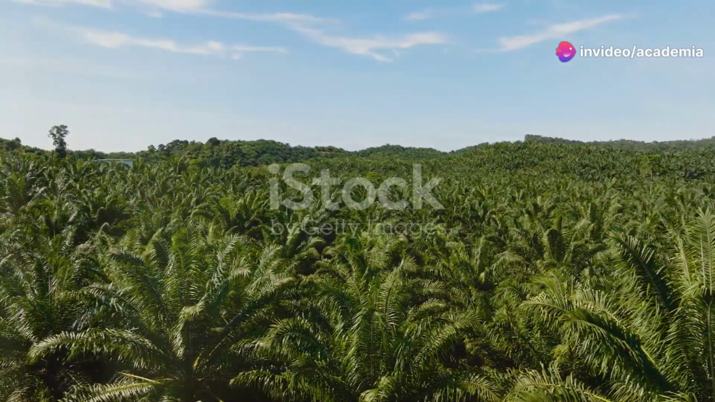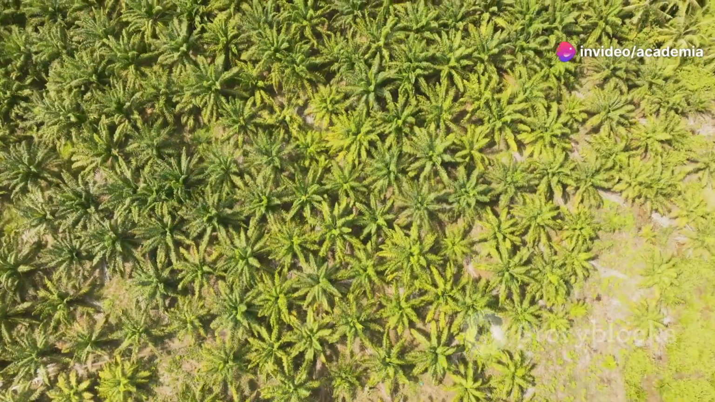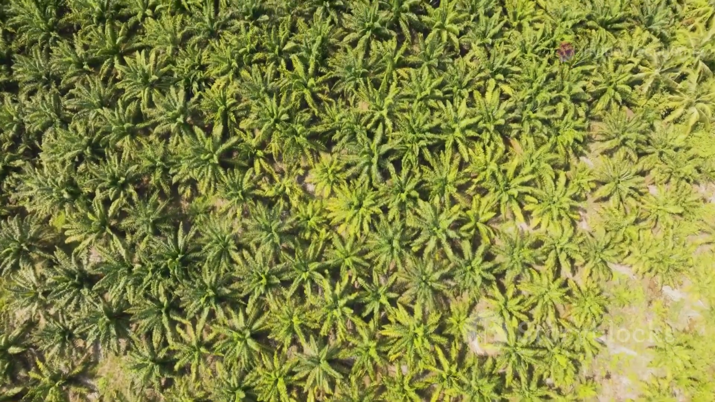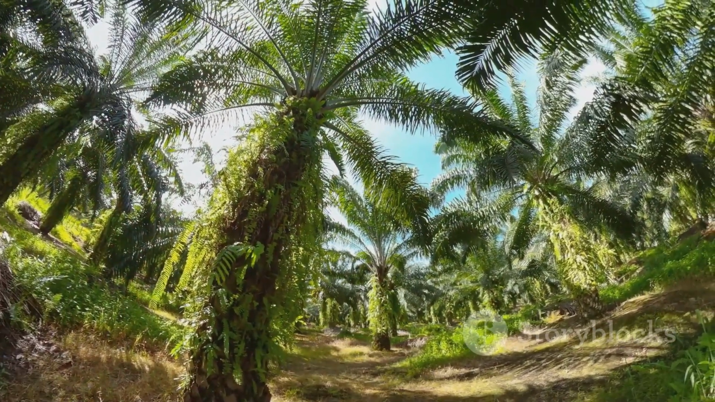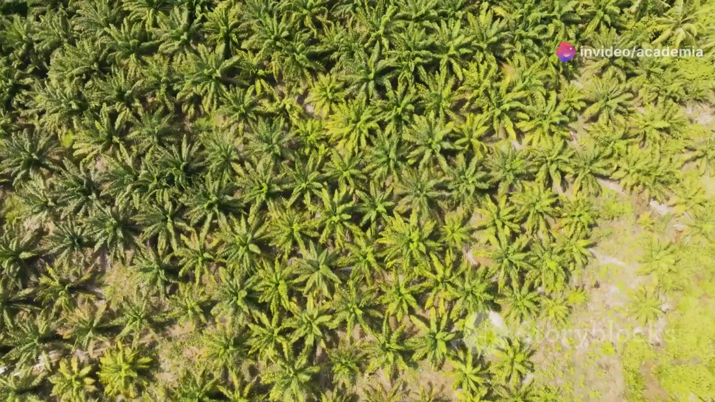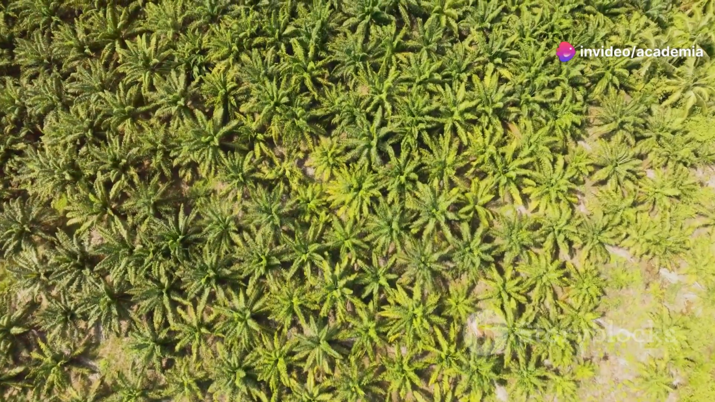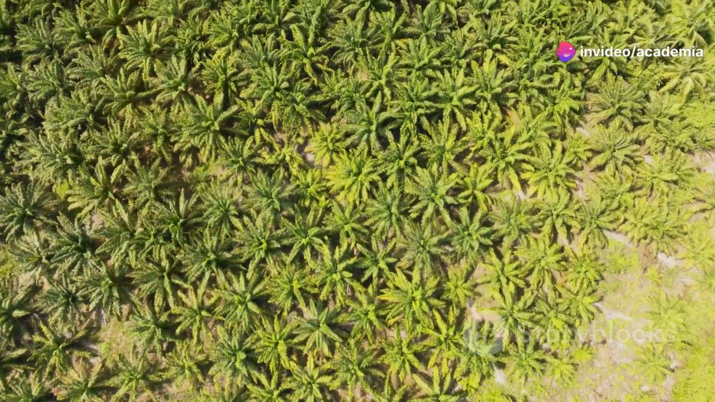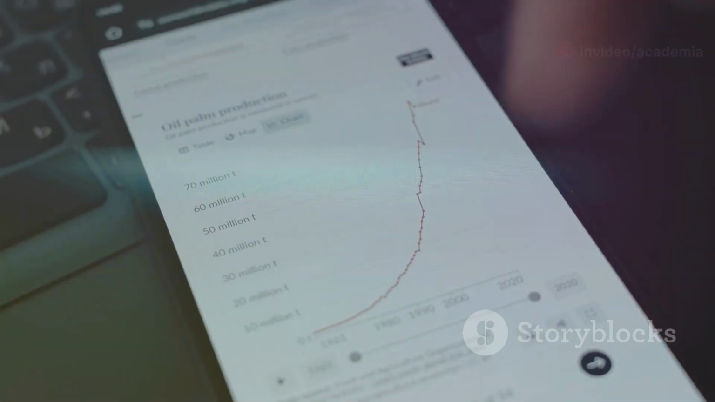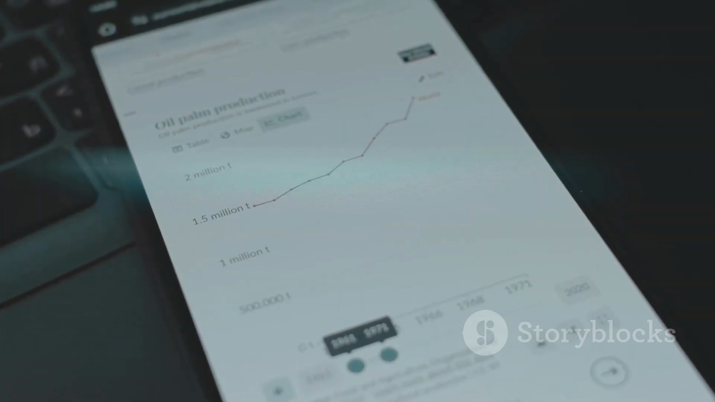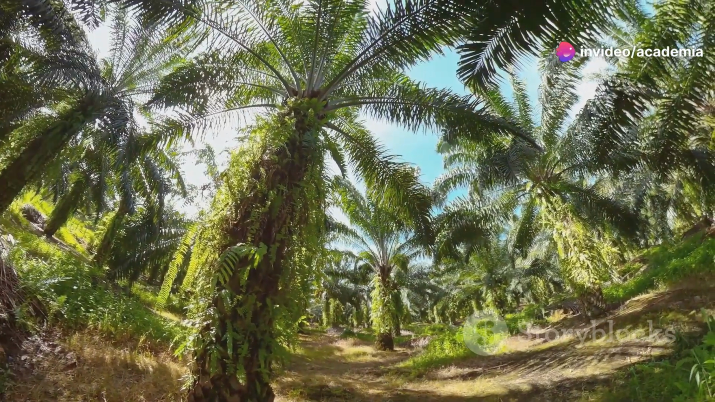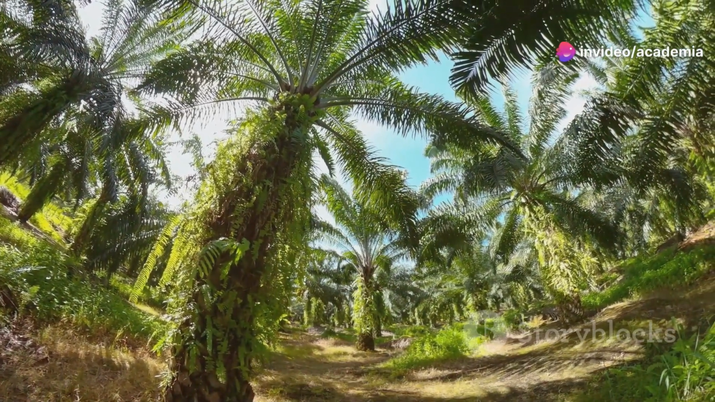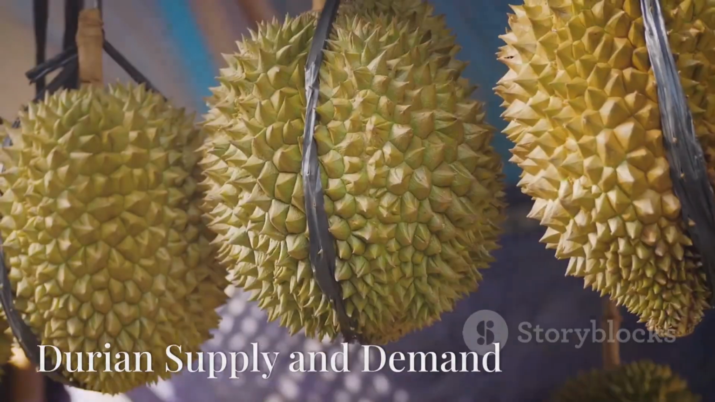Section 7, Case Study 1, Palm oil production in Malaysia. Malaysia is one of the world's leading producers of palm oil. Palm oil is used in everything from cooking oil to cosmetics. The supply of palm oil is relatively elastic. Why? Because Malaysia has vast palm oil plantations and farmers can choose to harvest more or less depending on the price. If the global demand for palm oil rises, Malaysian producers can ramp up production to meet that demand. However, factors like land availability for new plantations and concerns over sustainability can limit the long-term elasticity of palm oil supply.